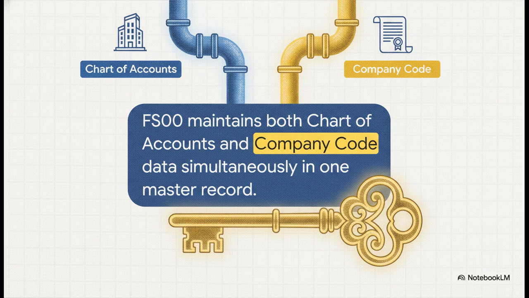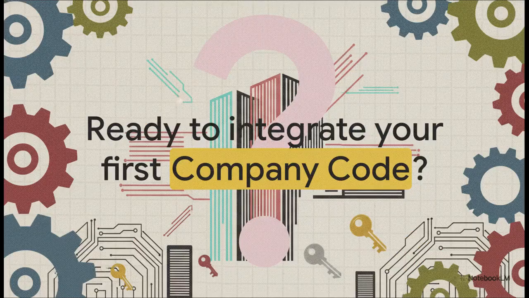Instead of jumping between a bunch of different screens to set up the high-level details and then the localized details, FS00 lets you maintain both the overarching chart of accounts data and the specific company code data simultaneously. All of it right there in one single master record management screen. It saves a ton of time, reduces manual errors, and immediately shows the interviewer you know how to operate efficiently within the system.